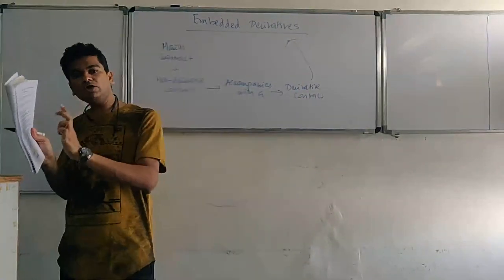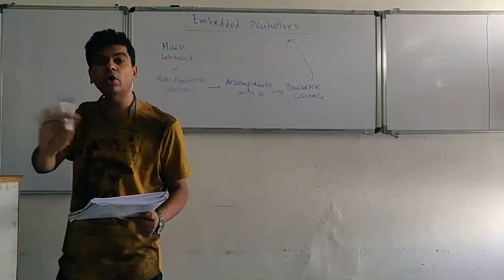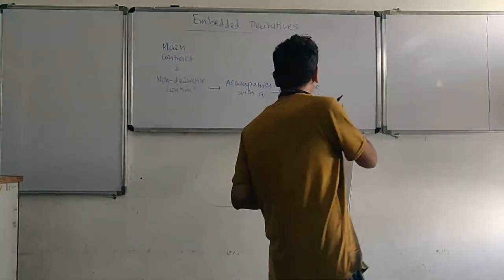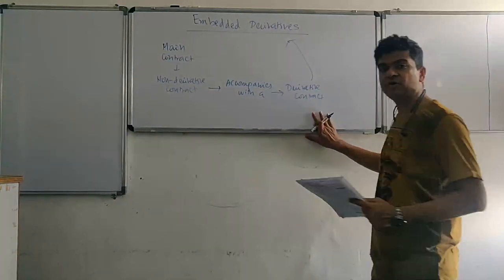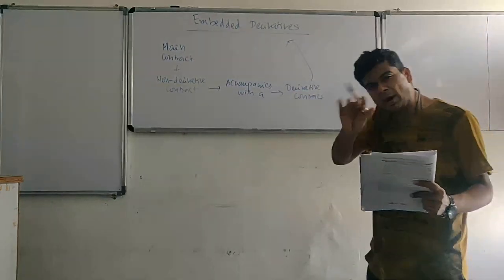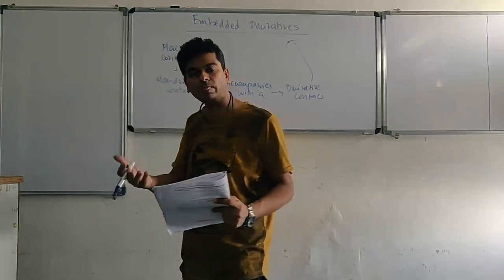So we have a main contract. You enter into the main contract, whether you like it or not, you also become a part of the derivative contract. Then such a derivative contract is referred to as a derivative which is stitched into the main contract. It's part and parcel of the main contract. Then we say it's an embedded derivative.